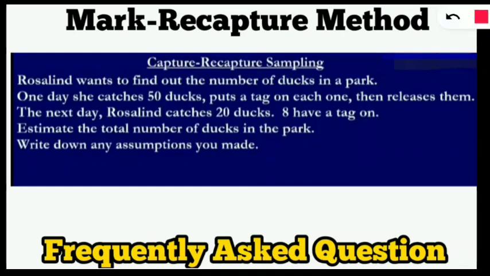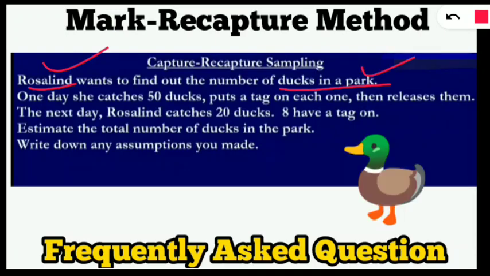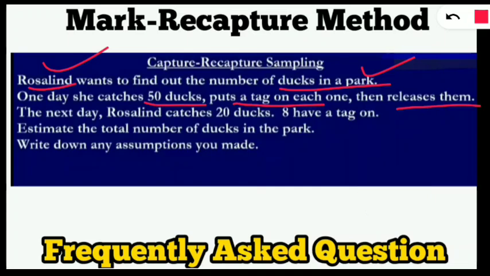The question asked is: Rosalind wants to find out the number of ducks in a park. So Rosalind ma'am wants to find how many ducks are present in a park. So what she does is, one day she catches 50 ducks. So first she catches the 50 ducks. She puts a tag on each one, then releases them. So 50 ducks now have all the 50 tags on them and they are released by Rosalind.